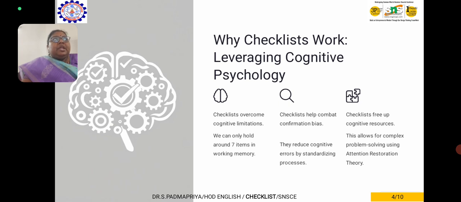For example, even if you are putting your bike in a mechanic shop for any service procedures, they will also have a checklist. They will ask you to list all the things which we are having problems with, and they will try to complete it. So this allows complex problem solving using attention restoration theory.